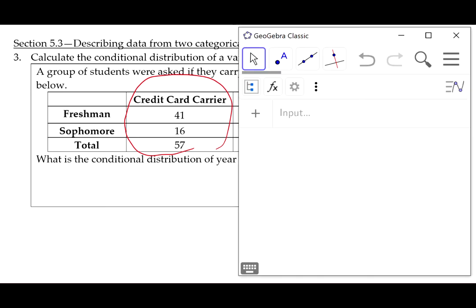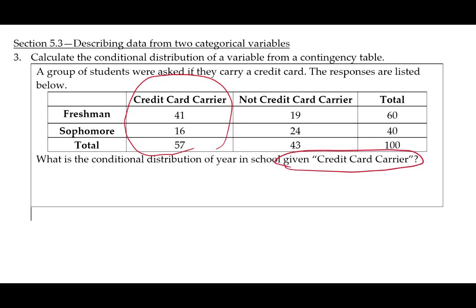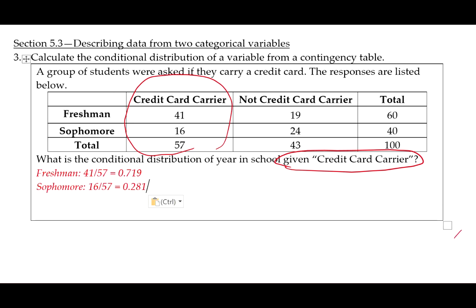So I'll bring up GeoGebra. The first value is for freshmen within the credit card carrier column, and I'll take that 41 and I'll divide by the total, which is 57. I get 0.719. And then I'll also compute the relative frequency of the sophomores, 16 divided by, again, 57, and that gives me 0.281.